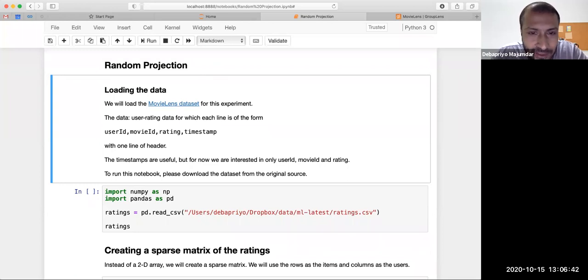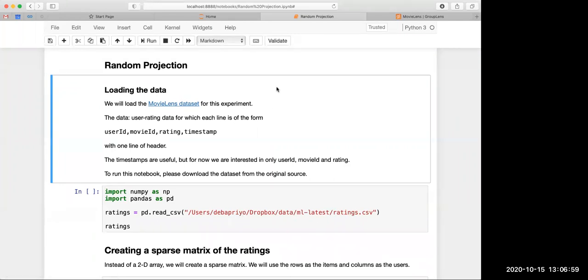If you want, you can download the data set. It's available from this link. There is a MovieLens small and a MovieLens original. I think this is the original one that I'm going to work with, because I need a somewhat large amount of data. Otherwise, it will not make sense.